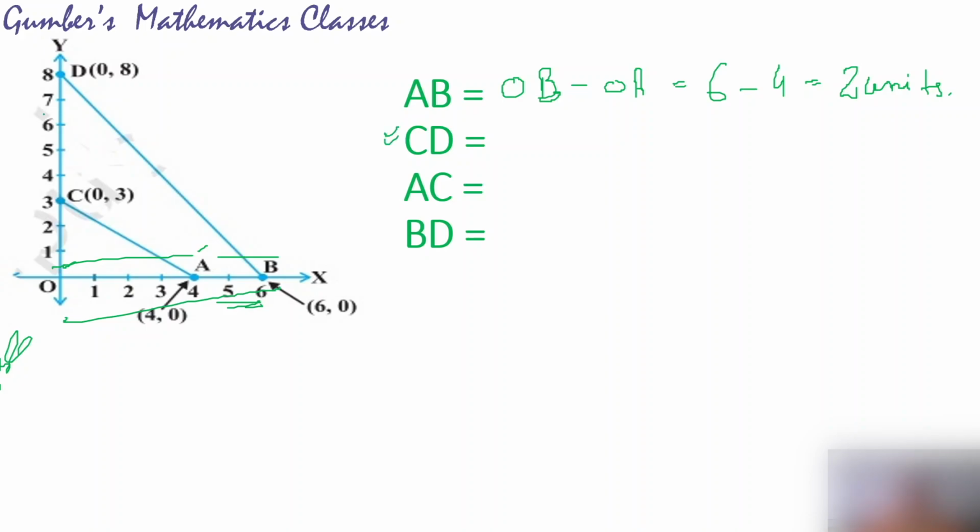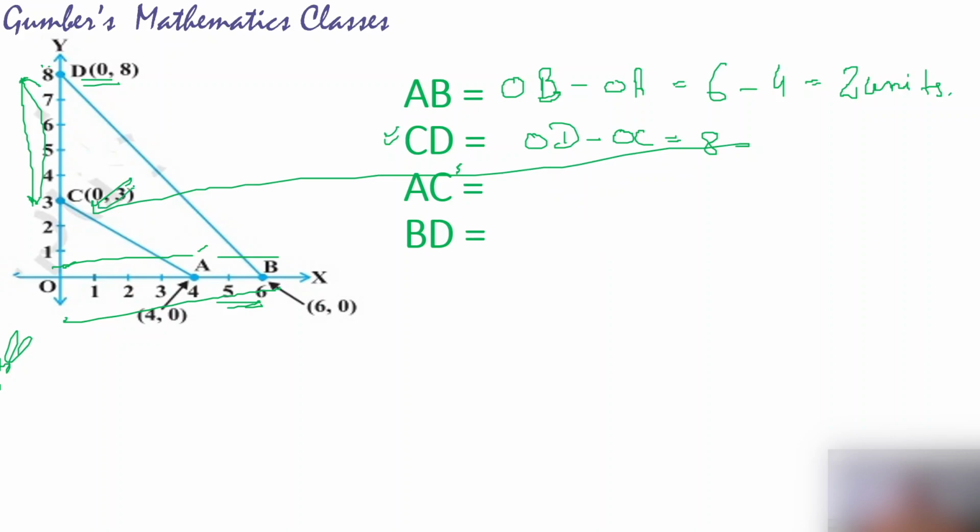Similarly, C and D are points on the y-axis. We can find the distance between these two points with the help of OD minus OC. OD, the distance from the origin, is 8 units. This is 8 minus OC. OC is the distance from origin to point C, which is equal to 3. Therefore, the distance is 5 units.